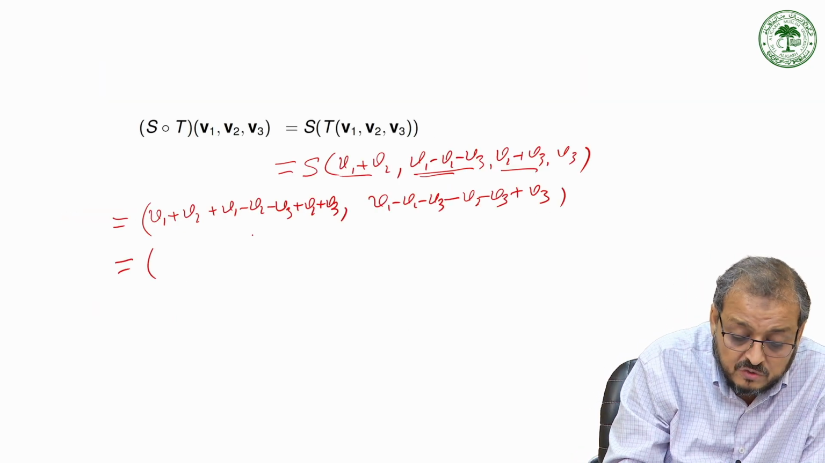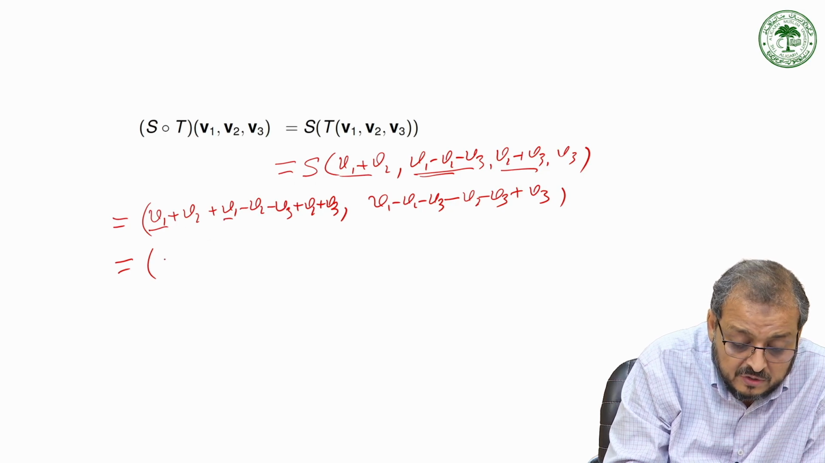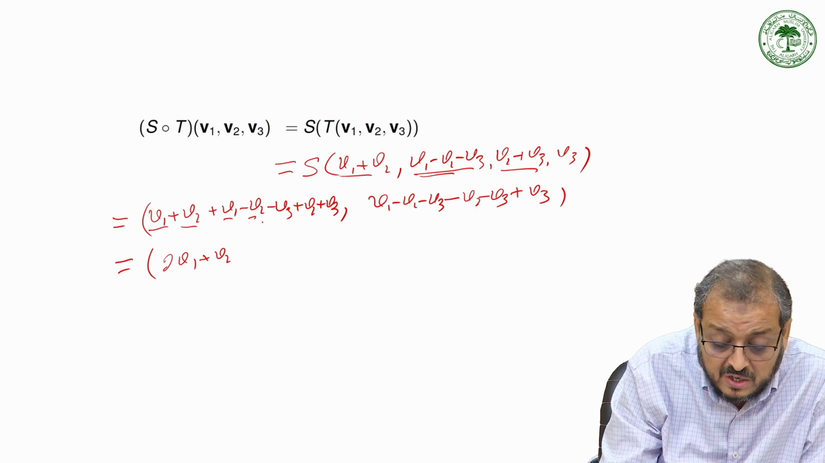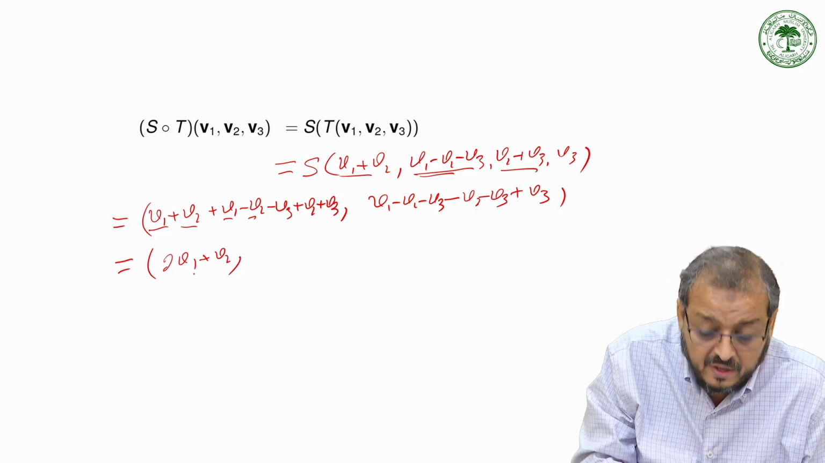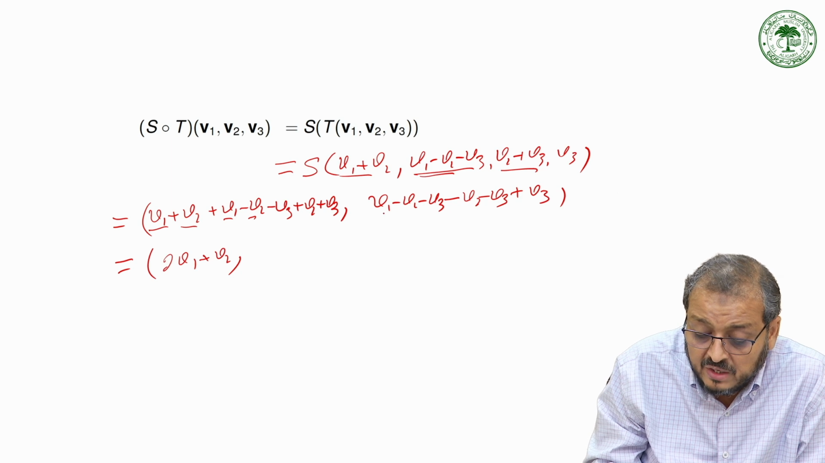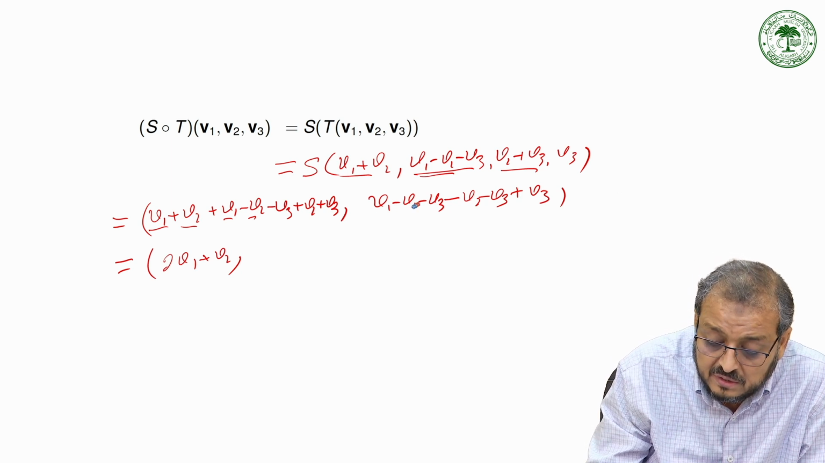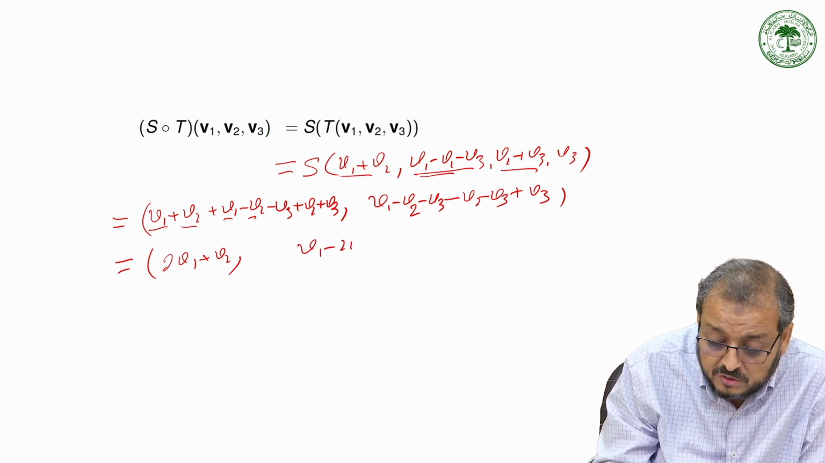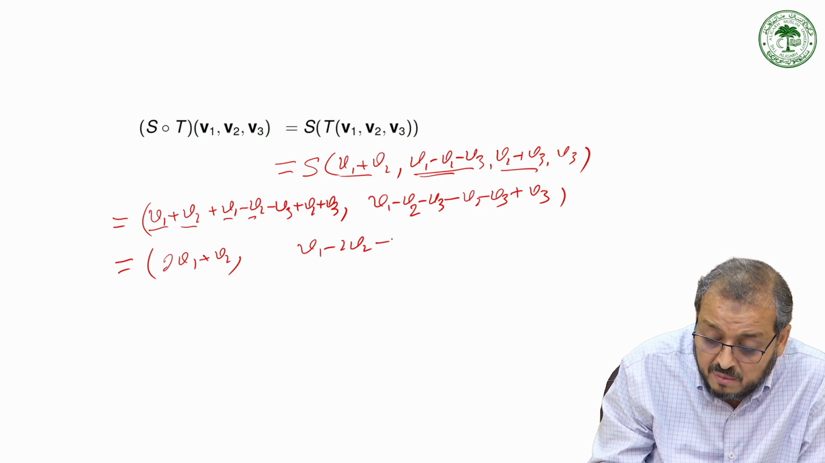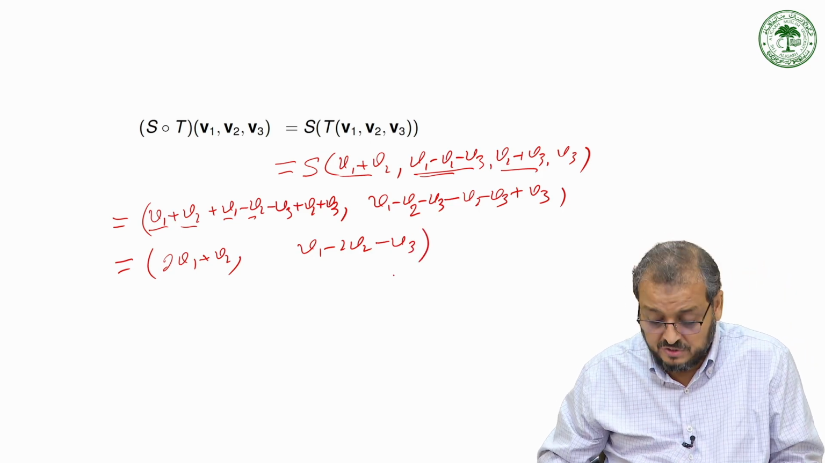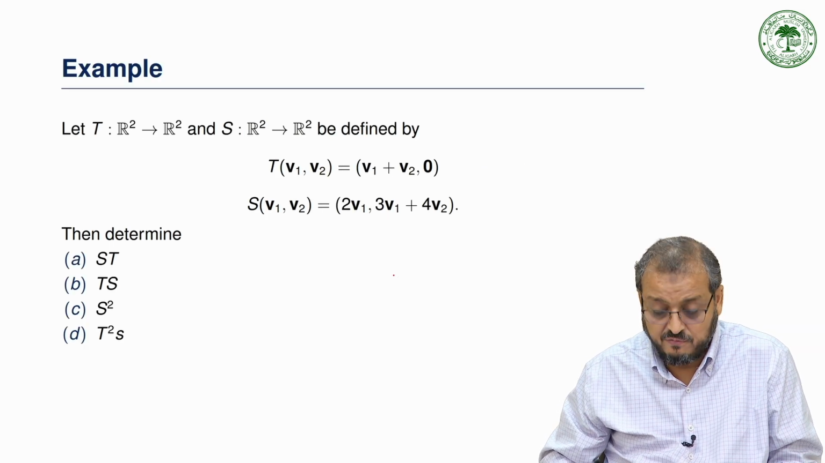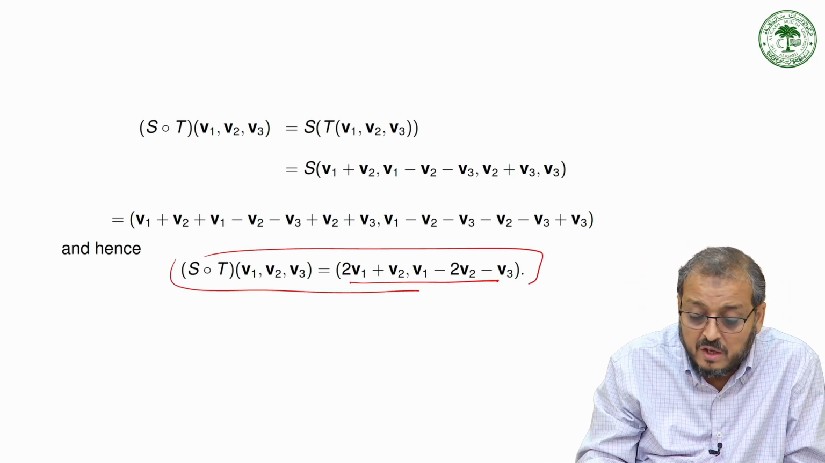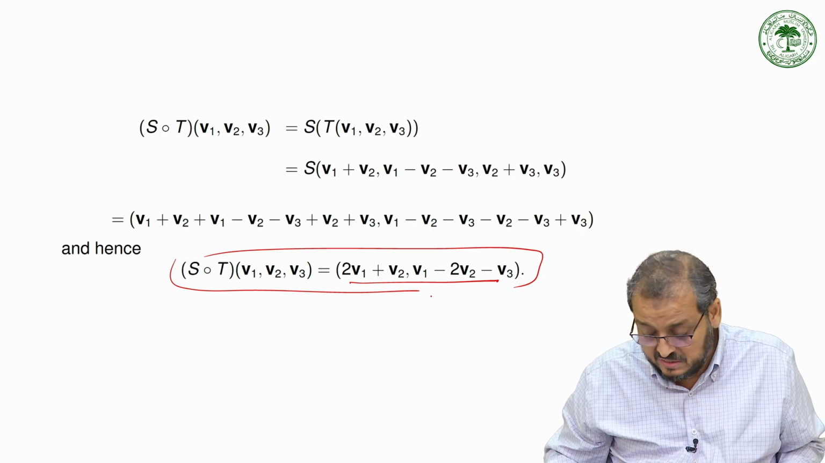Now if we simplify this, V1 plus V1 is equal to 2 times V1, V2 and V2 cancel out, then we have V2, and then minus V3 cancels out. And now we calculate the other term: V1 minus 2 times V2, and then minus V3. So this is the composition ST. We have to write it in this form. Clearly this satisfies this condition.